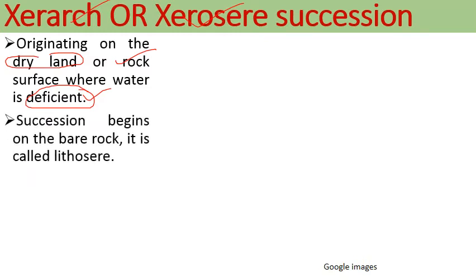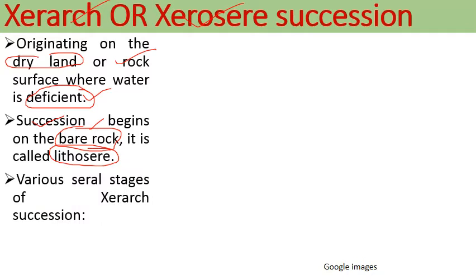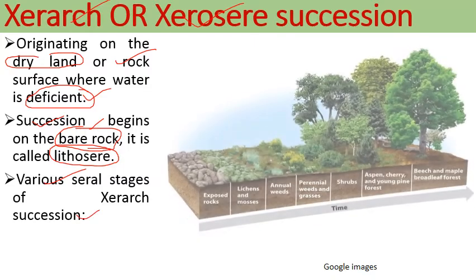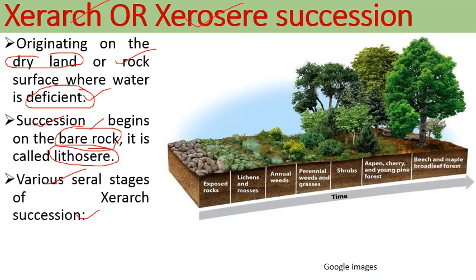So succession begins on the bare rock, जहाँ पे कोई भी previous evidences नहीं होते हैं, मिलते हैं life के. So वहाँ पे start होता है and it is called lithosere. So it includes various serial stages, the various serial stages which occur in Xerarch succession that we'll discuss one by one. This is the picture that explains the whole process of Xerarch succession.